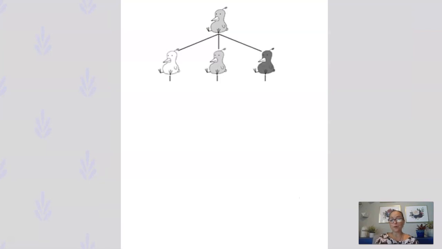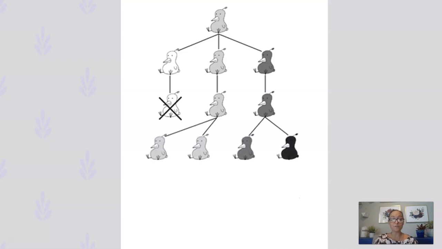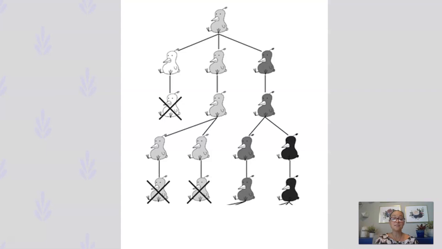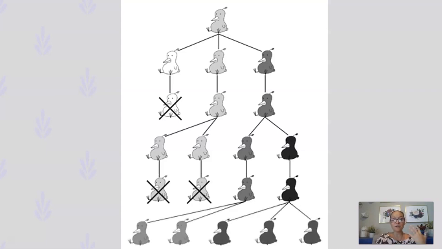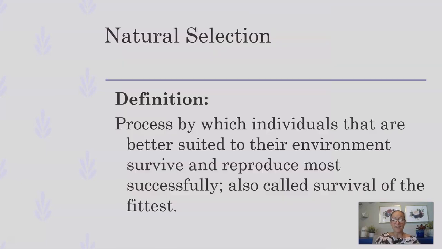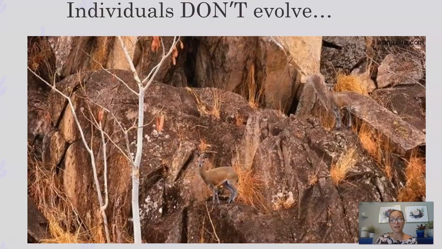Okay, so when we look at these birds, you can see that one bird has variation in its offspring. Not all survive. The ones who do survive reproduce. And let's pretend they live in a cave-like environment where the darker the phenotype, the higher the fitness. So you can see over time how that population is changing, dependent on natural selection and survival of the fittest. So when we talk about natural selection, it's a process by which individuals that are better suited to their environment survive and reproduce most successfully. It's also called survival of the fittest.